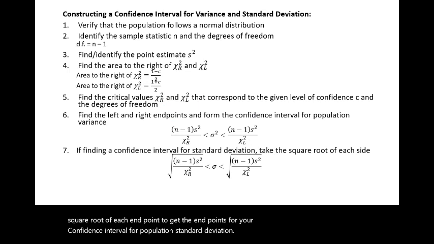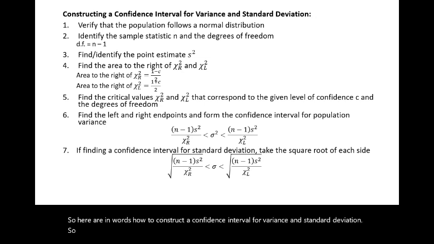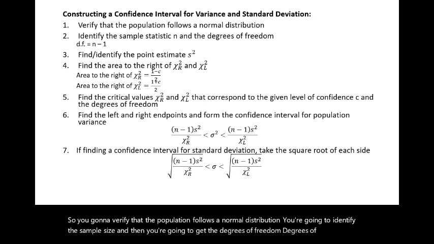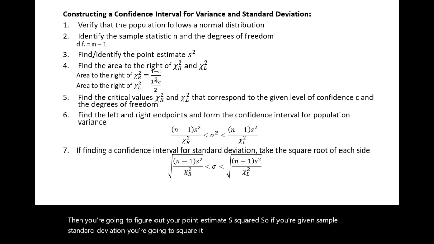So here are, in words, how to construct a confidence interval for variance and standard deviation. You're going to verify that the population follows a normal distribution. You're going to identify the sample size, and then you're going to get the degrees of freedom. Degrees of freedom is n minus 1. Then you're going to figure out your point estimate s squared. So if you're given sample standard deviation, you're going to square it to find your sample variance. If you already have your sample variance, you do not need to square it again.